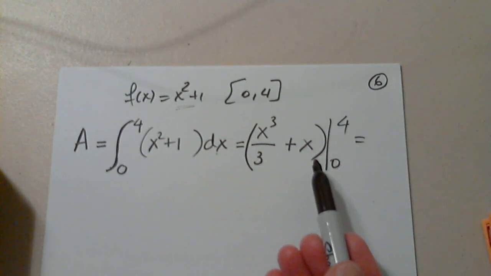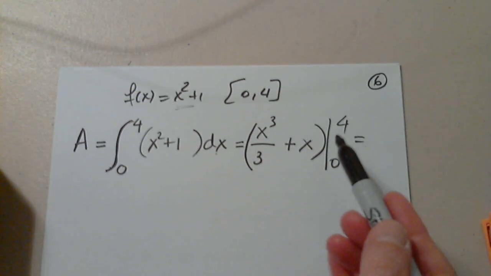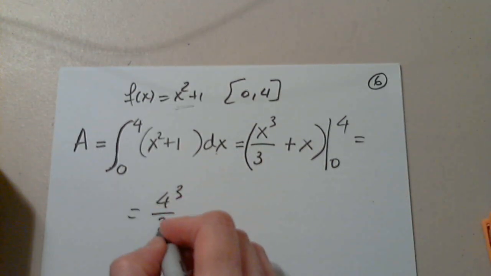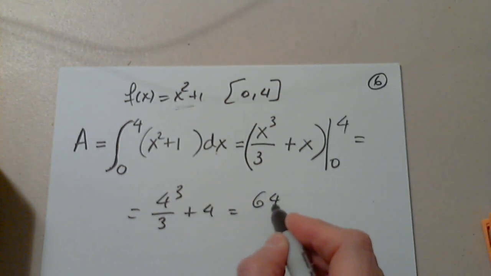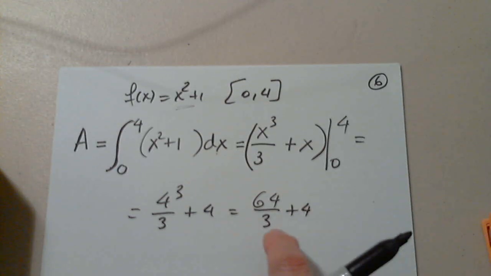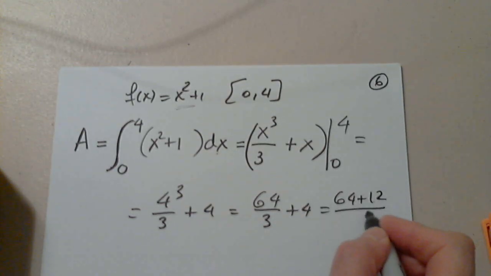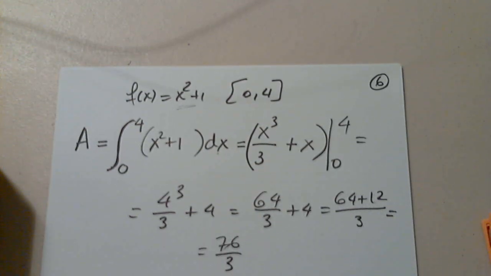Luckily, it's a polynomial function. When I plug in 0, there is no need, but I have to start with 4. 4 to the third over 3 plus 4. 4 to the third is 64 divided by 3. 3 times 4 is 12, so 64 plus 12 divided by 3. So this is 76 divided by 3.